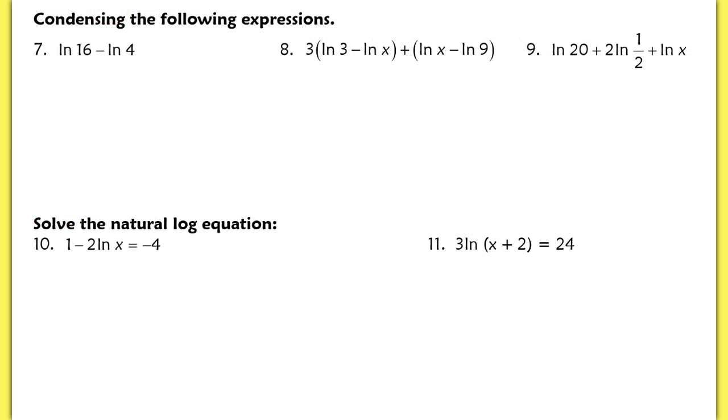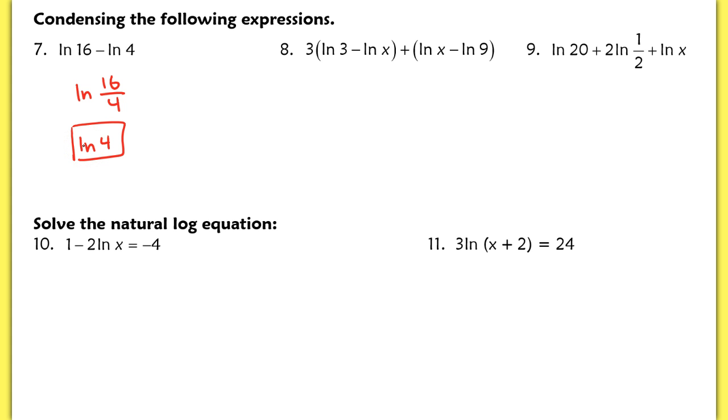Now in problems 7 through 9, we're going to condense the expressions. So here, when I see the natural log of 16 minus the natural log of 4, I'm using the same property where I can take that and write that as the quotient of the natural log of 16 over 4. So I simplify here and I get the natural log of 4. I can't go any further to simplify this. I can't evaluate this, so I'm finished here.